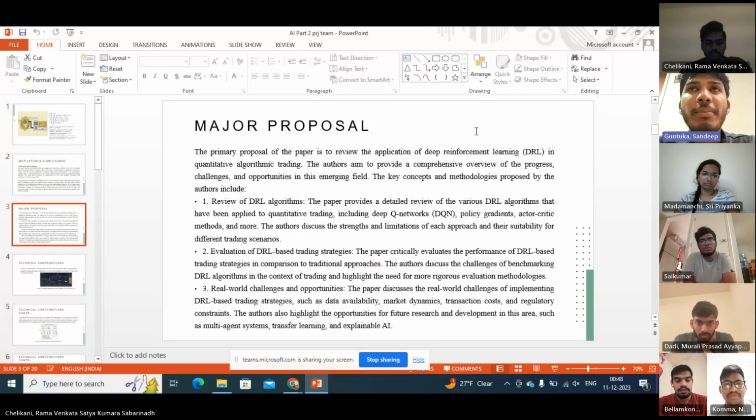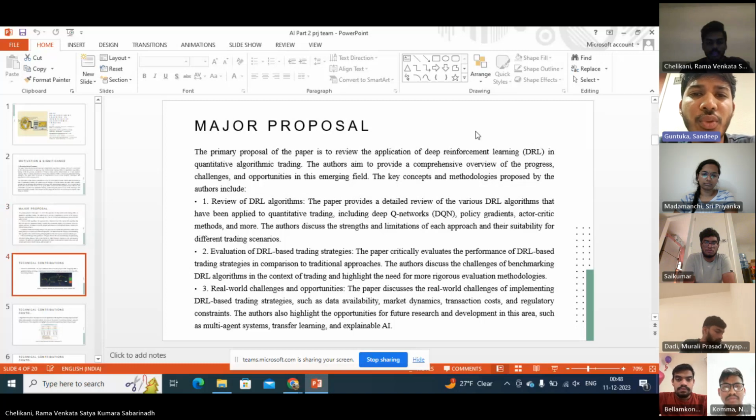With the previous references, many people worked on this proposal, but we have improved a lot on it. The primary proposal of this paper is to review the application of deep reinforcement learning in quantitative algorithmic trading. The authors provided a comprehensive overview of the detailed implementation and methodologies. We have focused on three major roles: the review of the DRL algorithms, the evaluation of the DRL-based trading strategies, and the real-world challenges and opportunities.